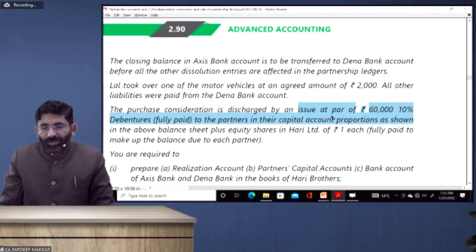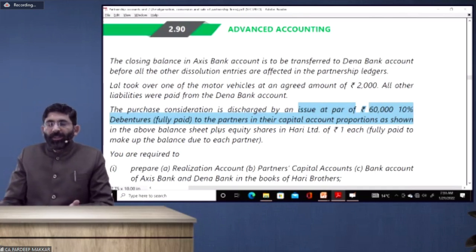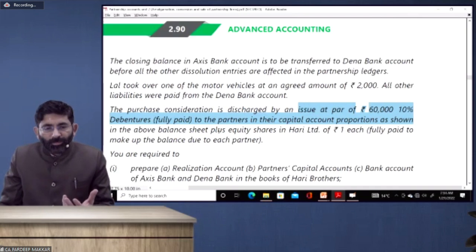So in this case, issue at par of 60,000, 10% debentures fully paid to the partners in their capital account proportion as shown in the above balance sheet, plus they will get equity shares of rupees 1 each, fully paid, to make up the balance due to each partner. So he says if 1 lakh is to be paid to the partners, then we have to issue debentures worth rupees 60,000 and the balance rupees 40,000 will be given by way of shares. If 1 lakh is the total amount due to the partners, for the value of 60,000 we will give them the debentures, and for the balance amount, we will give them the shares.